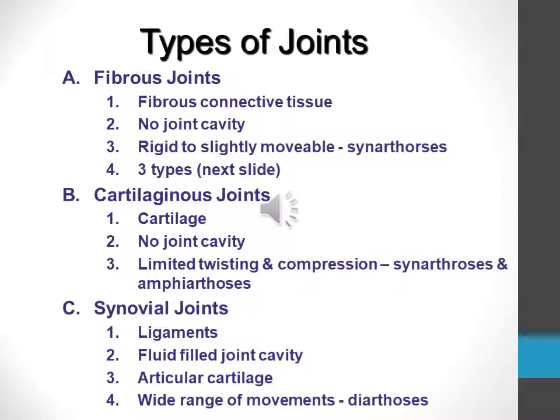And finally, our synovial joints, our most common type of joint, our diarthroses, held together by ligaments. They have this wonderful fluid-filled joint cavity, which you'll see in more detail as it comes. The bones are lined by articular cartilage, which is hyaline, and they're going to allow for a wide range of precise, smooth movement. Most of the joints in the human body are, again, this type, synovial.